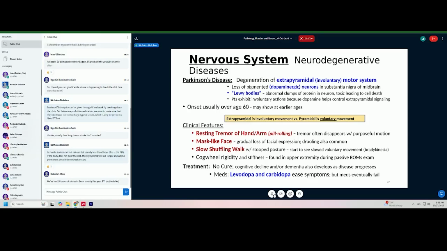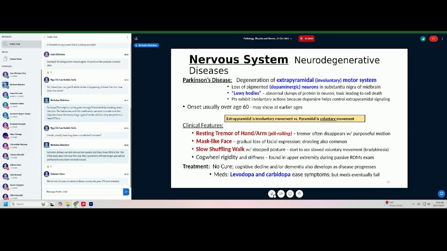Essentially what that means is that when they're at rest, they have this position where, imagine if you had a pill between your thumb and your finger, right? And you're rolling it back and forth. It looks like that. That's what a pill rolling tremor looks like. This is classic for Parkinson's.